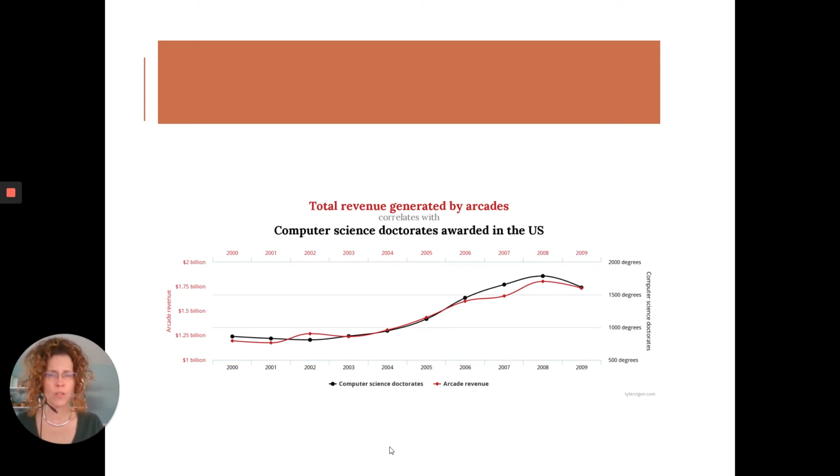Another spurious correlation. Total revenue generated by arcades, where video games are, pinball machines, up against computer science doctorates awarded in the United States. What does this tell you? Well, these two things are correlated. That's definitely going on there, right? But does one cause the other? No. The fact that more people are playing more video games, spending more of their money in arcades, has nothing to do with the fact that there are more computer science doctorates being awarded.